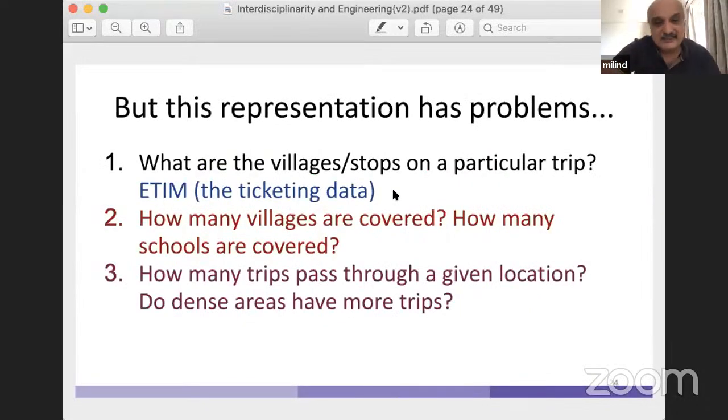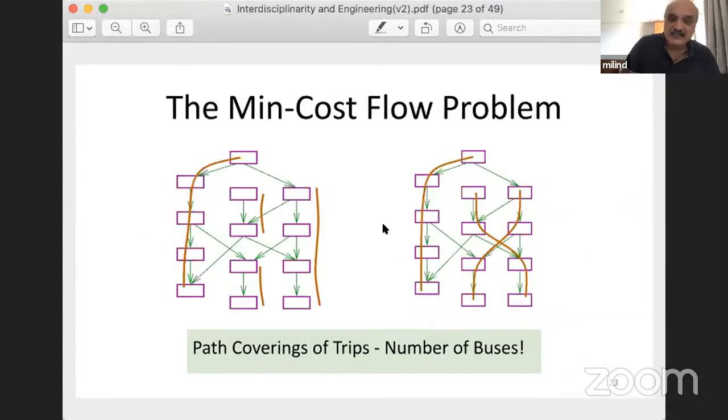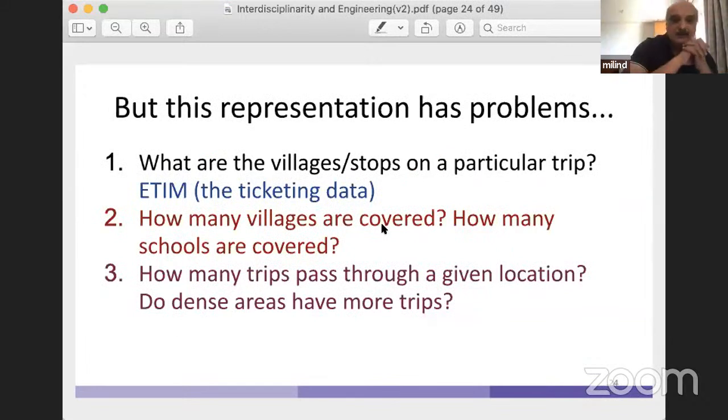But this particular representation, the form 4 representation, doesn't tell us which villages are on a particular trip. For example, Kinavli: how many buses pass through Kinavli? That's there in the ticketing data, we will come to that. Or how many villages in Shahpur are covered? Is my village covered? How many schools are covered? And so on. These questions the form 4 data set does not answer, so we need to expand the data set.